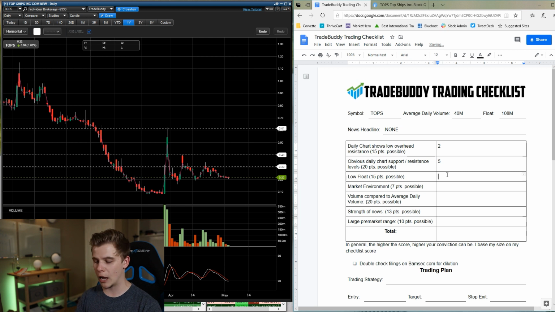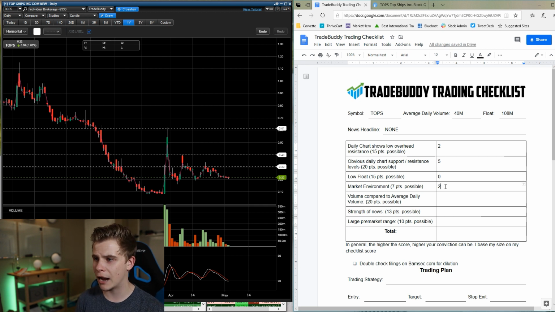Low float, I would give this a 0 because it is a big float, 108 million shares. Market environment, well, they have no news. The company itself has to do with shipping, and right now there's not much trading going on because of lockdown. So it's a pretty bad score. I give it like a 2.